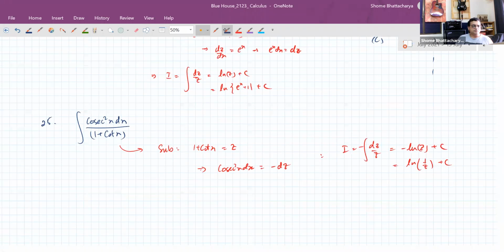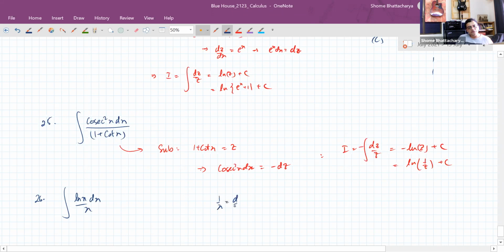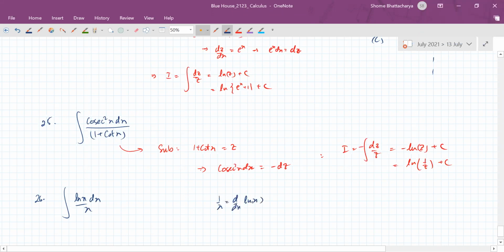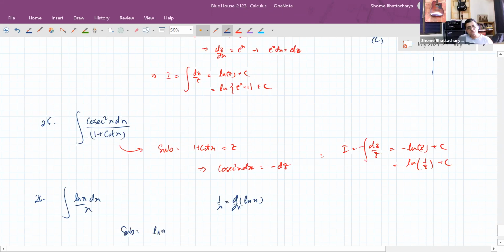Okay, and then the 26th sum is also simple, once you get the idea of how we have to do this. Notice that basically 1 by x is the derivative of ln x. So if you substitute ln x as z, then dx by x will become dz. So your integral is just becoming z dz.